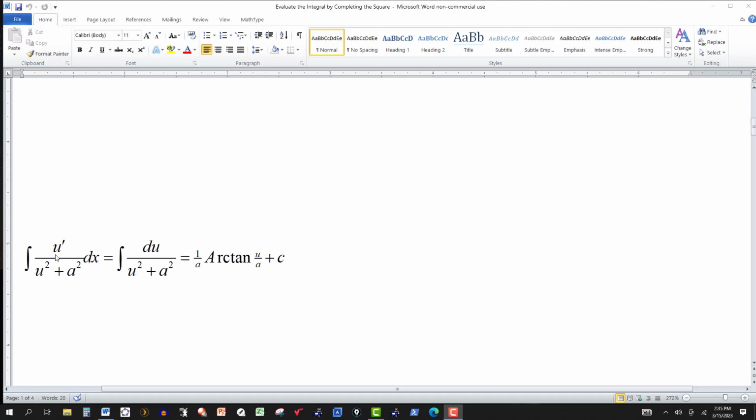So it's the integral of u prime over u squared plus a squared dx. U prime means the derivative there, so that's just du over dx, which transforms into this one here, du over u squared plus a squared, and that's given by 1 over a arctangent of u over a plus c. So we want to write it in this first form here.